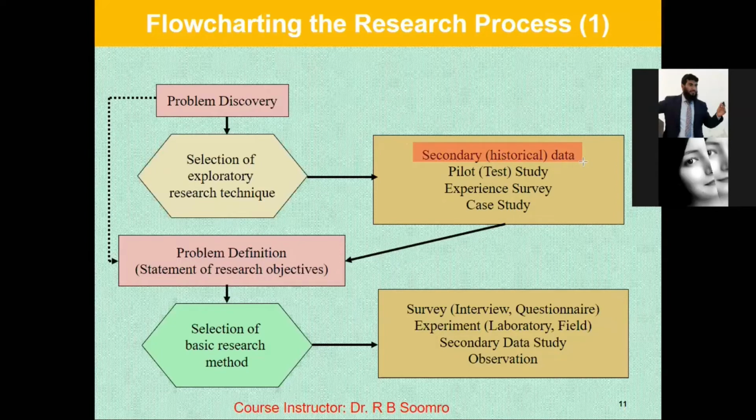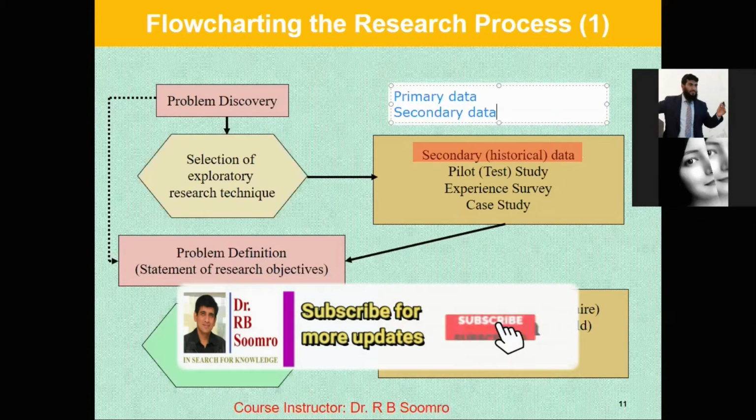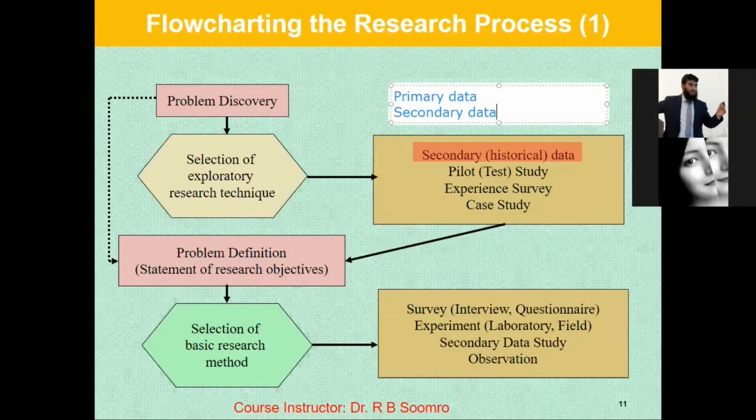So again, I'm repeating, the primary data is the type of data which we collect with our own hands. If we are going into the field, meeting the respondent to collect the data, this type of data is called primary data. And the other data is secondary data. This data is normally historical data, or, another term we give, published data. It is already published data.